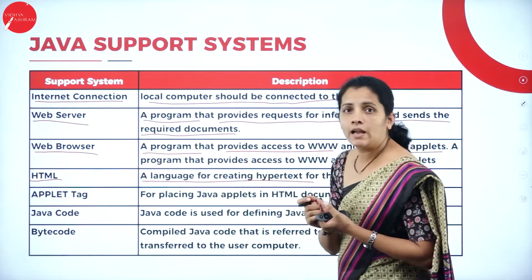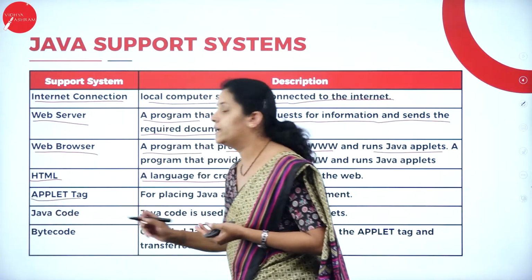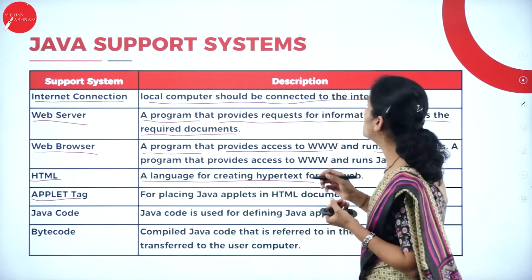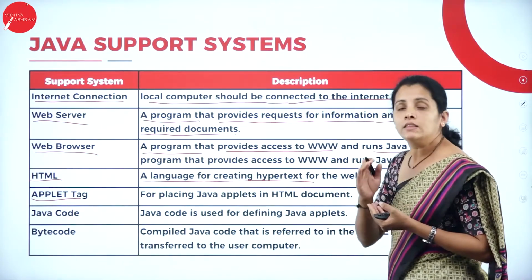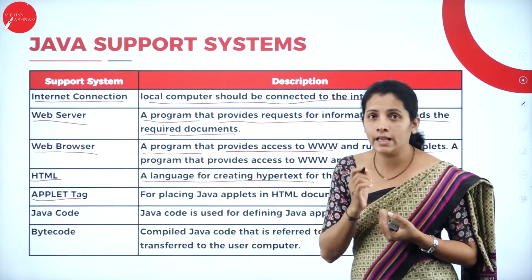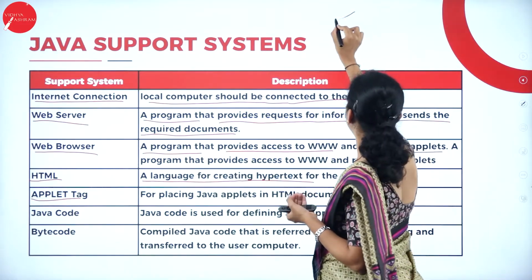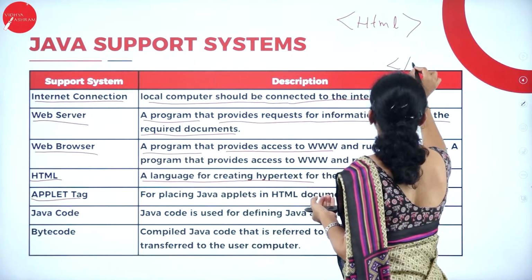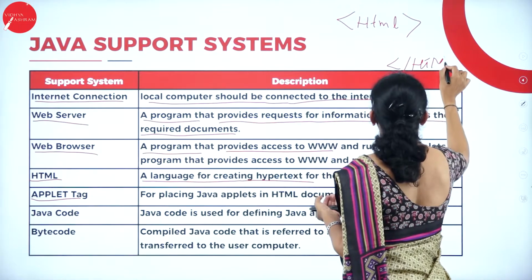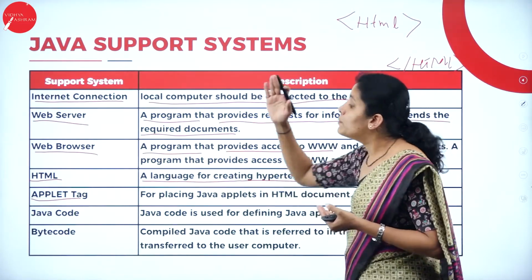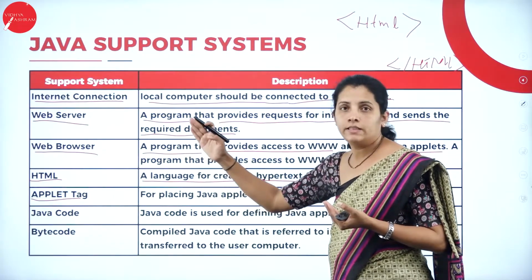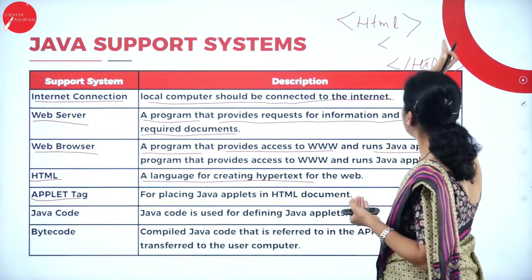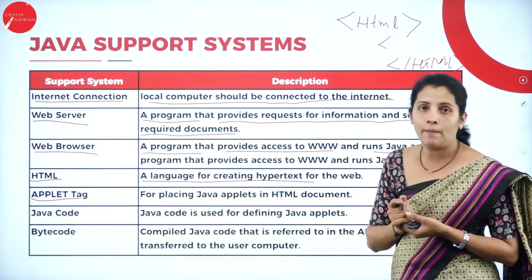And at the same time, we are going to have the applet tag. That means to create a website or web page, we are going to have HTML. Now, how can I write the HTML tag? At the beginning, I'm going to have HTML and at the end, I'm going to have the closing HTML tag, and I'm going to have applet tags. That means I can create my own applet code inside the HTML by using the applet tag.